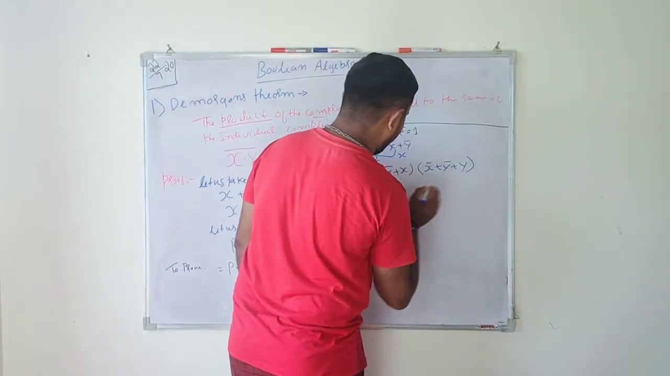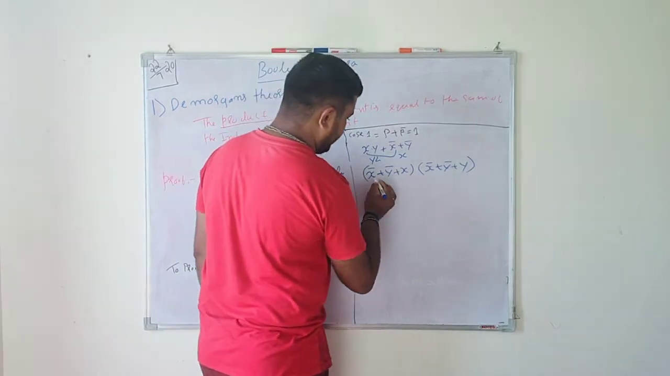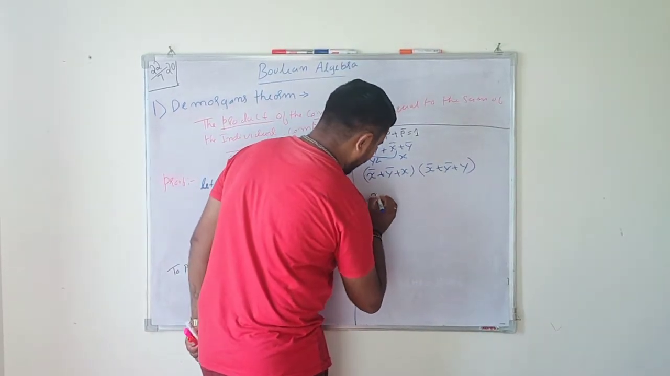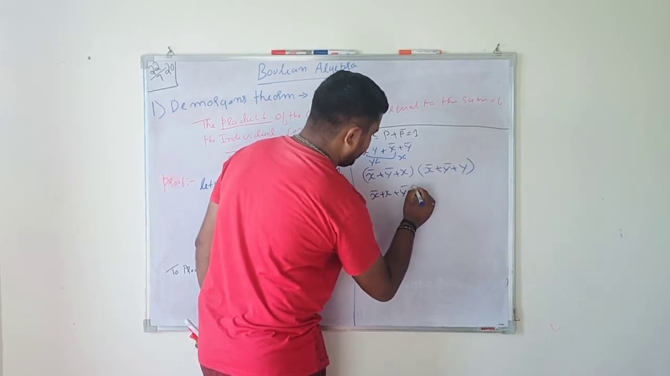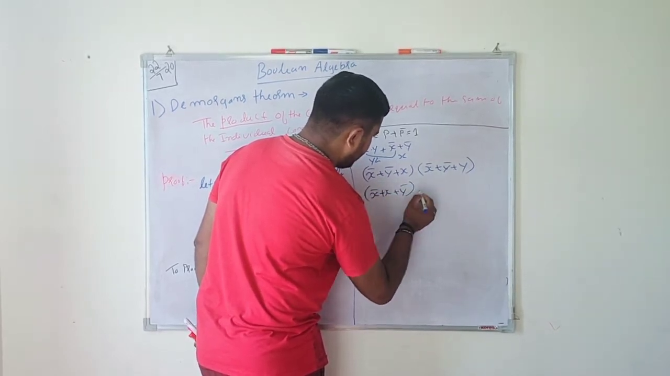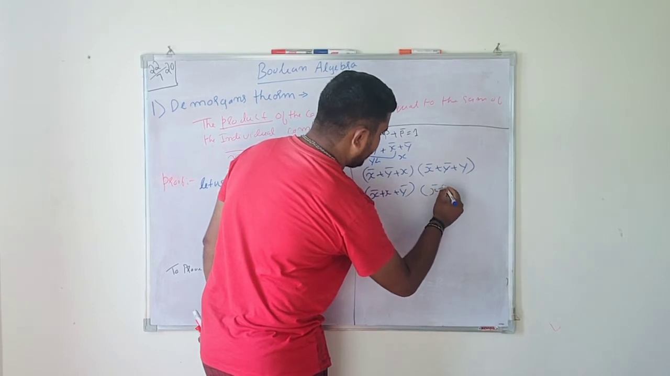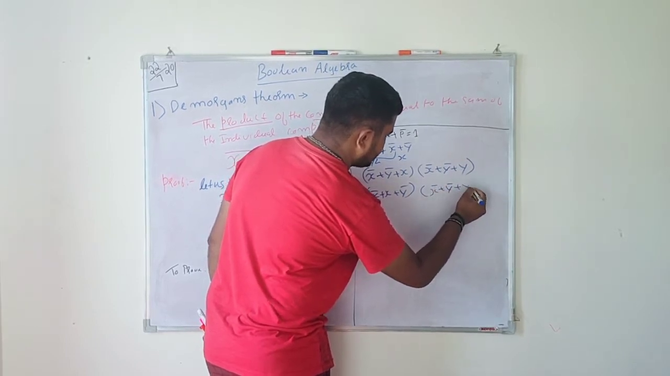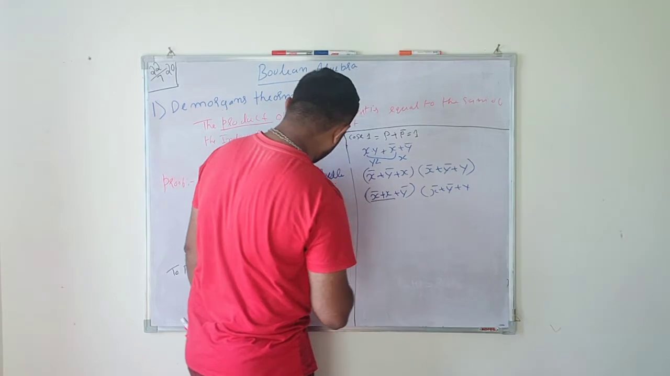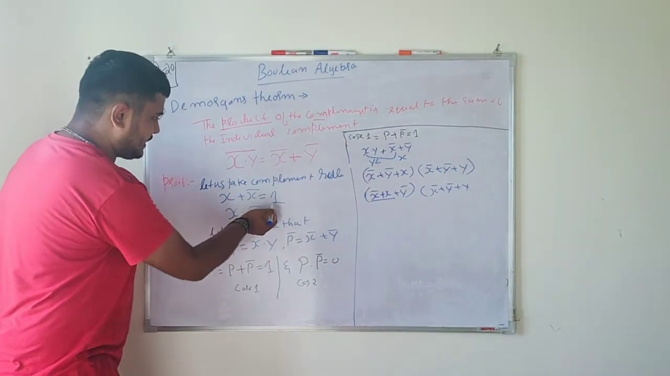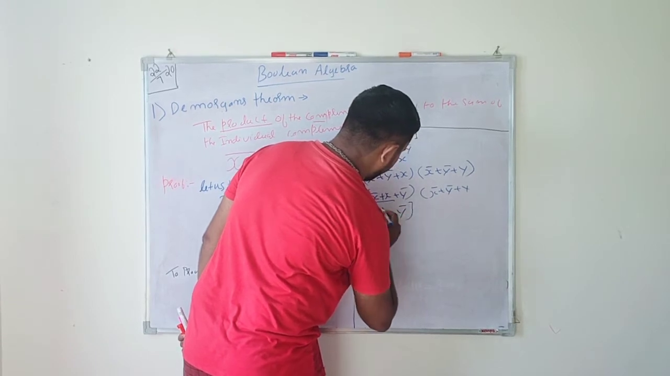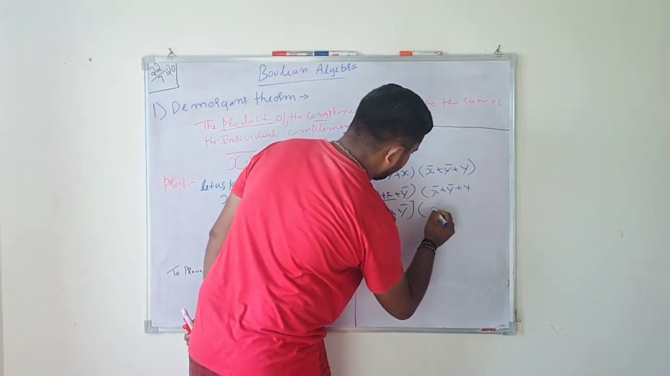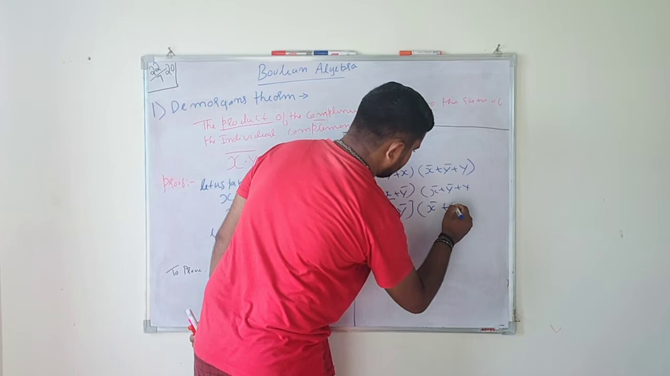So now what do we do? We interchange the values. Now let us make it equal now. So x bar plus x plus y bar, okay, into x bar plus y bar plus y. So x plus x bar, as you all know, we have said x plus x bar is 1. So 1 plus y bar, 1 plus y bar, x bar plus 1.